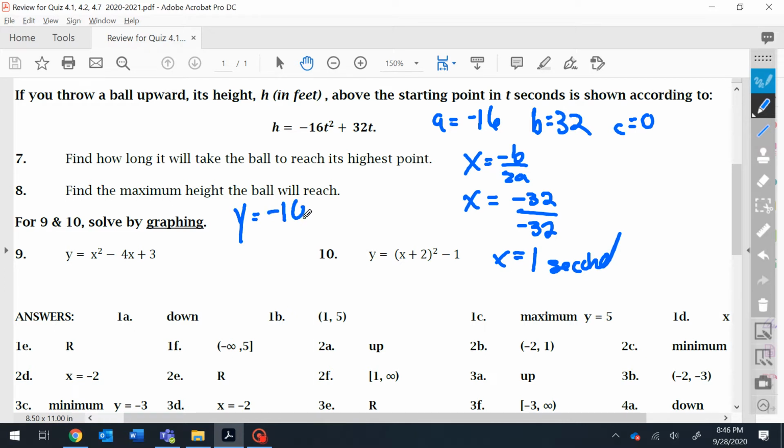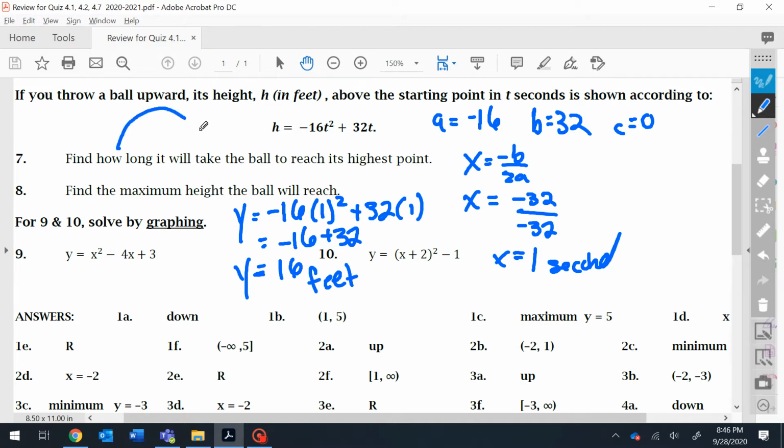So it's going to be negative 16 times 1 squared plus 32 times 1. So 1 squared is just 1, so this becomes negative 16 plus 32, which is just 16. So the maximum height would be 16 feet, and that would occur after 1 second. And that would be the vertex.